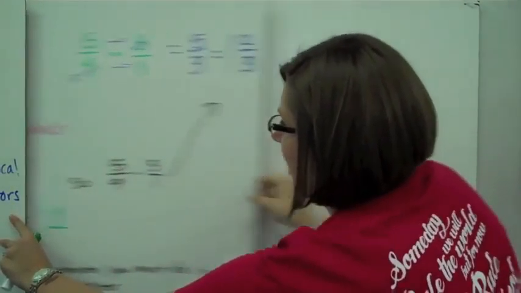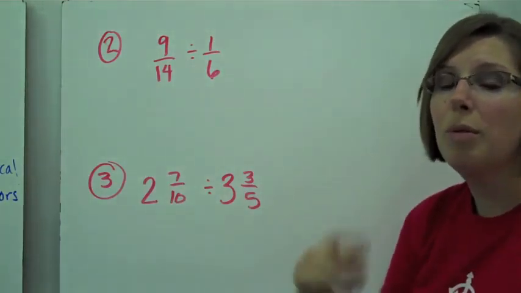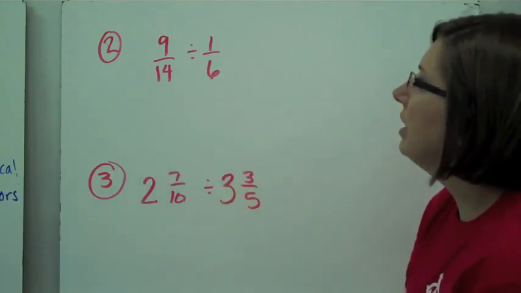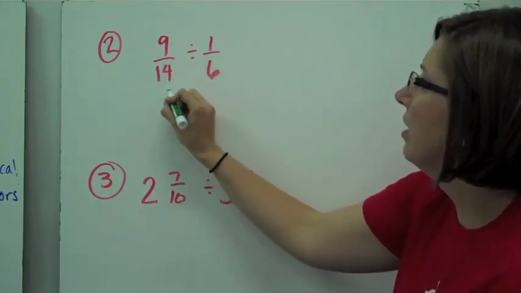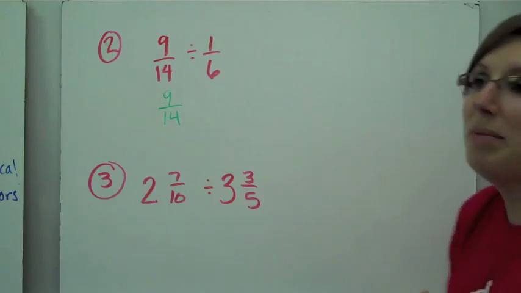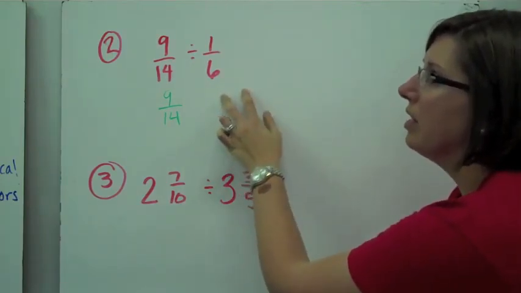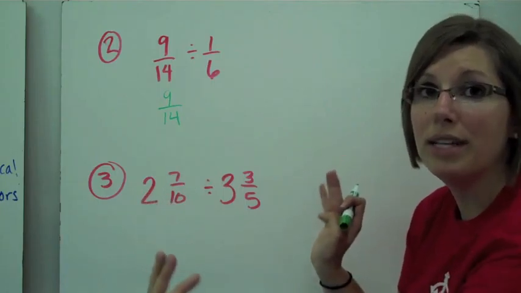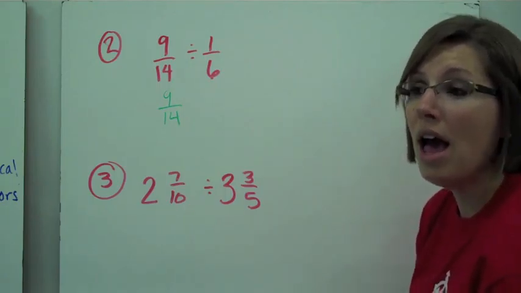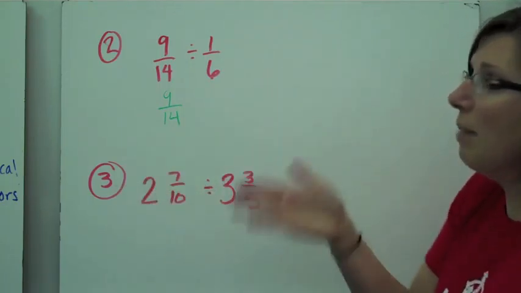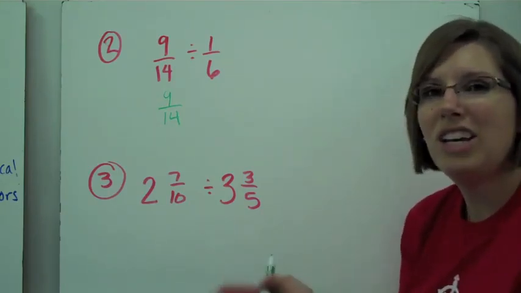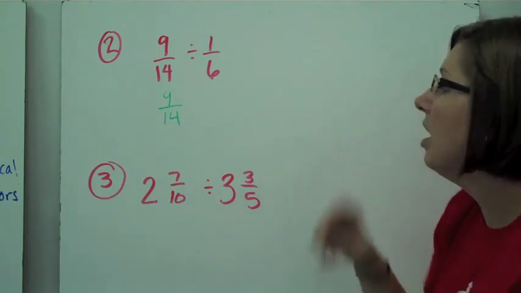So let's try some keep, change, flip, but now you know why we keep, change, flip. So let's figure this out. If I had 9/14 and I wanted to divide it by 1/6, I might be asking how many 1/6 pieces are in something that is 9/14 long. Or if I had 9/14 of a candy bar and I want to divide it, see how many 1/6 pieces are in that. I mean, who would do that in normal life? But that's what this is representing here.